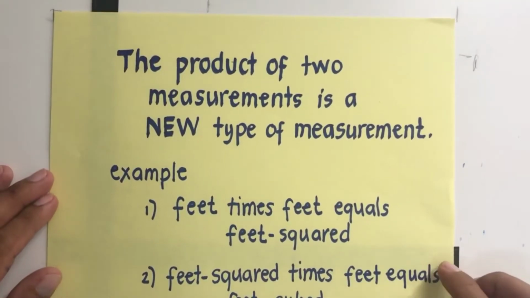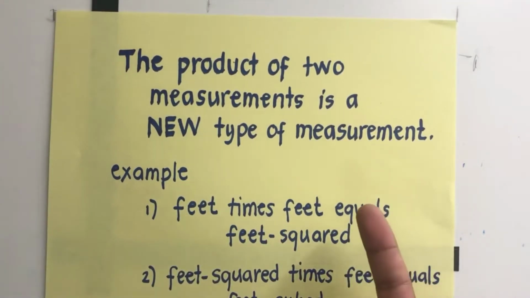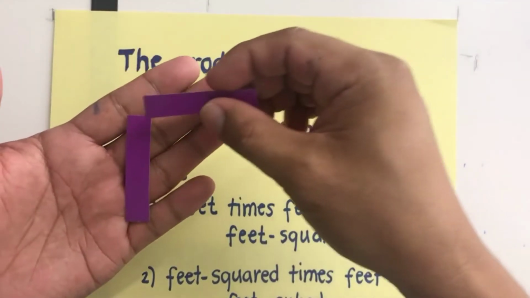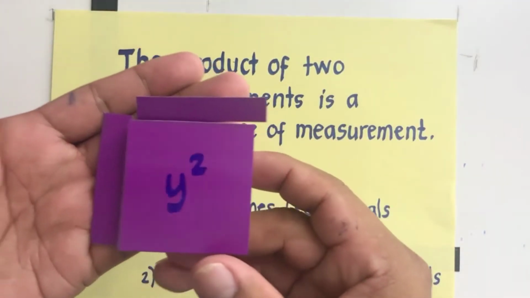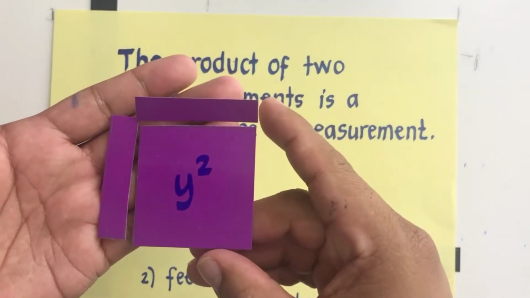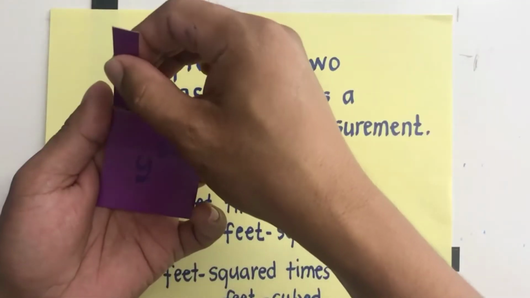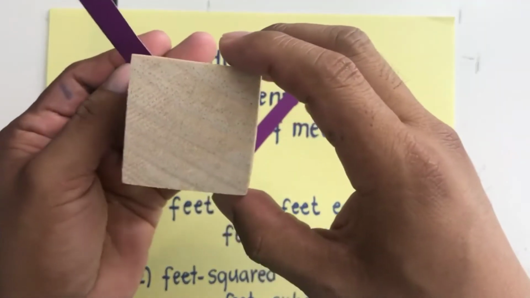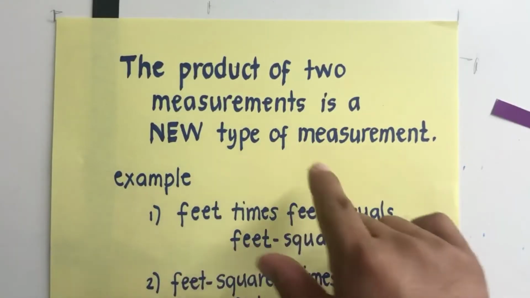Please bear in mind that the product of 2 measurements is a new type of measurement. For example, if you multiply feet times feet, the result would be feet squared. So you can think of that this way. If you multiply a 1-dimensional object length and another one width, the result would be a 2-dimensional object, which is represented by the area of this rectangle. If you have a 2-dimensional object like this, and you multiply that with another dimension, let's say the height, the result would be a 3-dimensional object, which is this cube. That is what we mean by the product of 2 measurements is a new type of measurement.